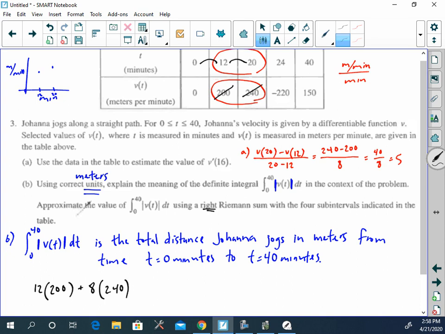And typically here, what we're going to get here is our 4, and the next value would be negative 220. But you have to realize here that it's an absolute value in this case. So we're approximating the absolute value. So that negative 220 is actually going to be a positive 220. And then from here to here, we've got our 16. And then the 150 would be that right Riemann sum.